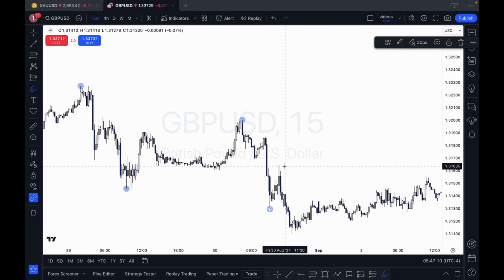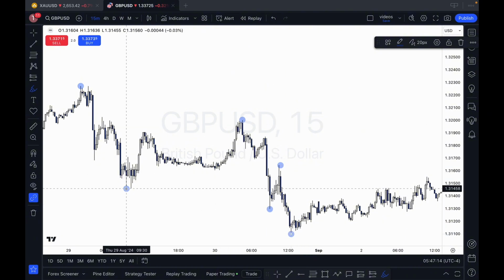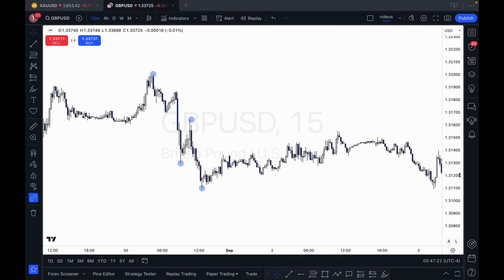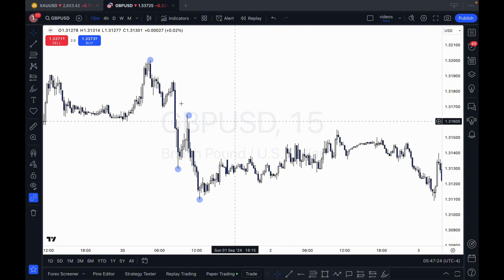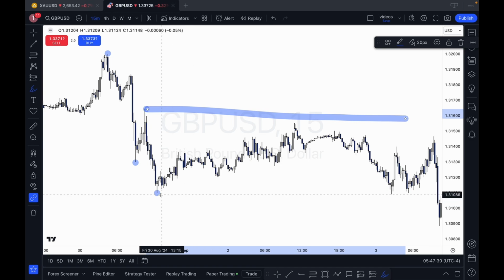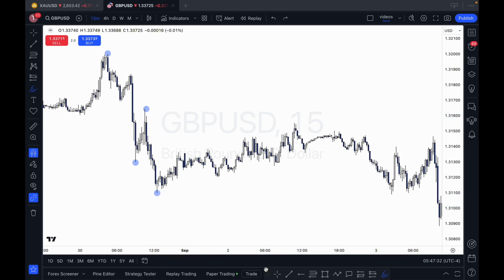Of course, you can map your structure like so, right? Because that is a low that broke this low. That is a valid pullback, and then you break that low. You can do it, or you can consolidate into one leg. It depends on how you like to map it. So let's say I map it like this, right? So my structure range is going to go from here to here, right?